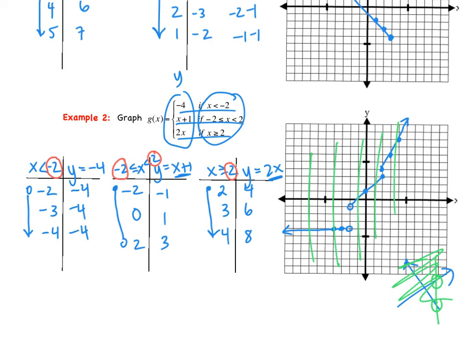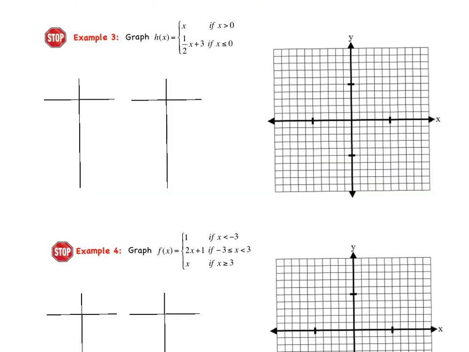Okay, I think you all need to do some examples without me. So we're going to look at the next page. Example 3, I would like you to try. I'm going to start the table for you, and then I want you to try the rest of the problem. Here's your y's. So we get y equals x, and we get y equals 1/2 x plus 3. Here, x is greater than 0, and here, x is less than or equal to 0. So right now, I want you to pause the video and take a few minutes to try this one on your own.